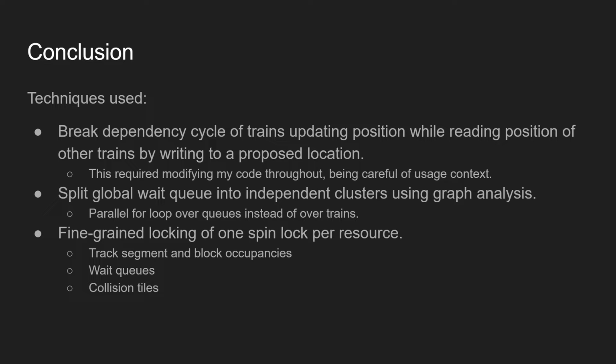The last major technique I used is to use fine-grained locking of one spin lock per some resource. Specifically, I had a spin lock per track segment, per block, per weight queue, and per collision tile. The idea here is that if there are a lot of instances of a resource, even if there are a lot of trains, the chance that two trains are trying to access the same resource at the same time is going to be relatively rare. This means that locking a resource actually has a fairly small overhead in almost all cases.